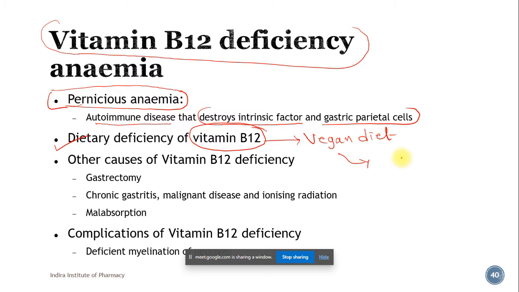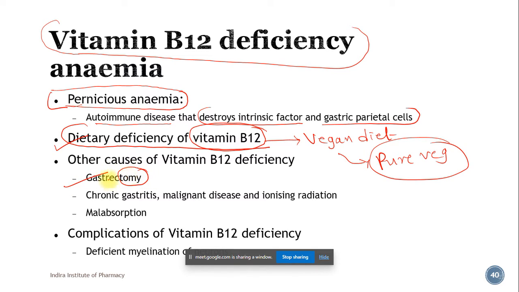Vegan means pure veg. Okay, because the vitamin B12, its rich sources are meat, fish, eggs, etc. So those who are pure vegetarian usually suffer from this dietary deficiency of vitamin B12, and thus the vitamin B12 deficiency anemia. So other causes of vitamin B12 deficiency are, the first one, that is gastrectomy.